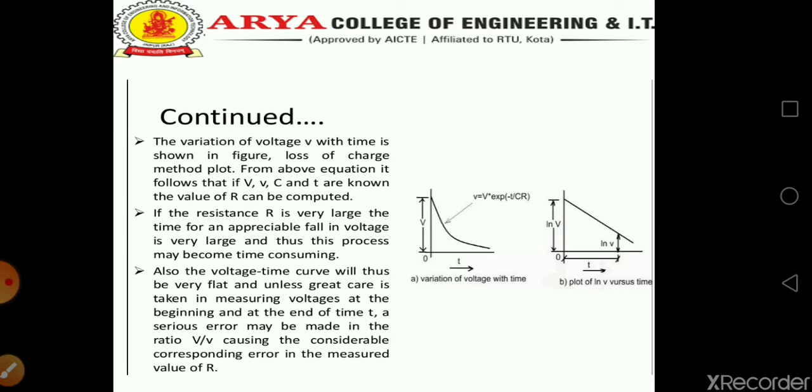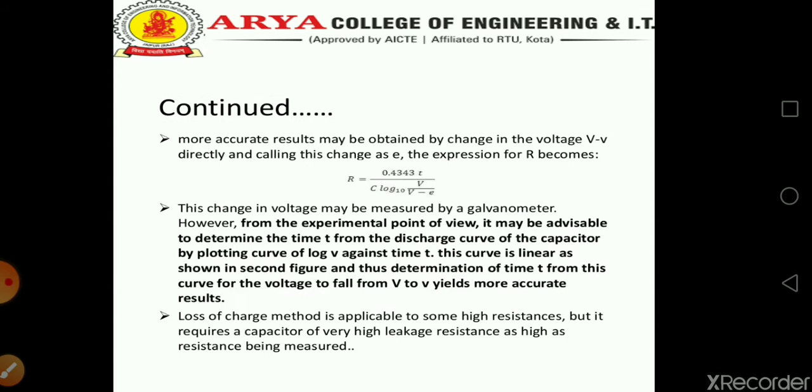Also, the voltage-time curve will be very flat, and unless great care is taken in measuring the voltage at the beginning and at the end of time t, a serious error may be made in the ratio V upon small v, causing considerable error in measuring the value of R. And finally, we calculate R equal to 0.4343 t upon C log V upon V minus E.